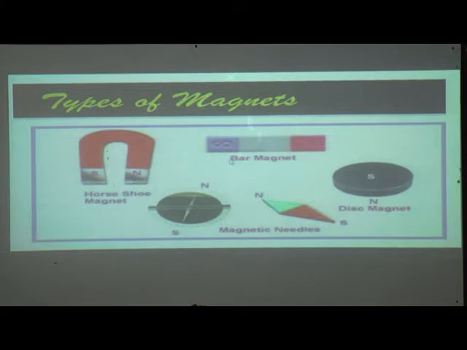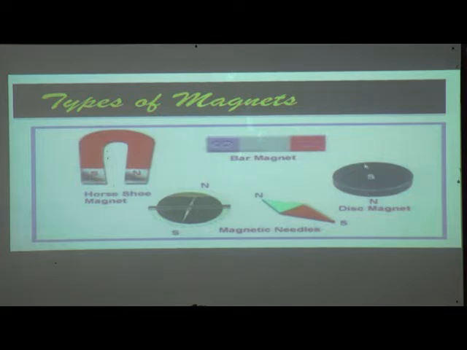Now next, it is a bar magnet. So this magnet which is rectangular in shape is also called a bar magnet. So at one end it is a south pole and at the other end it is a north pole.